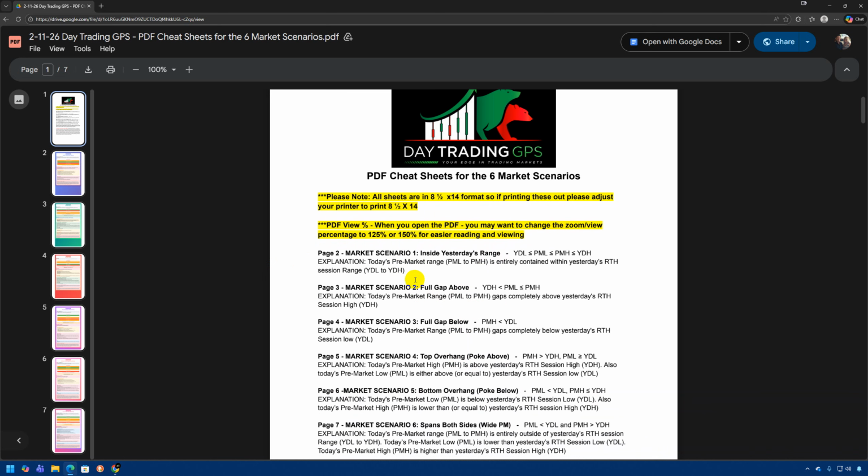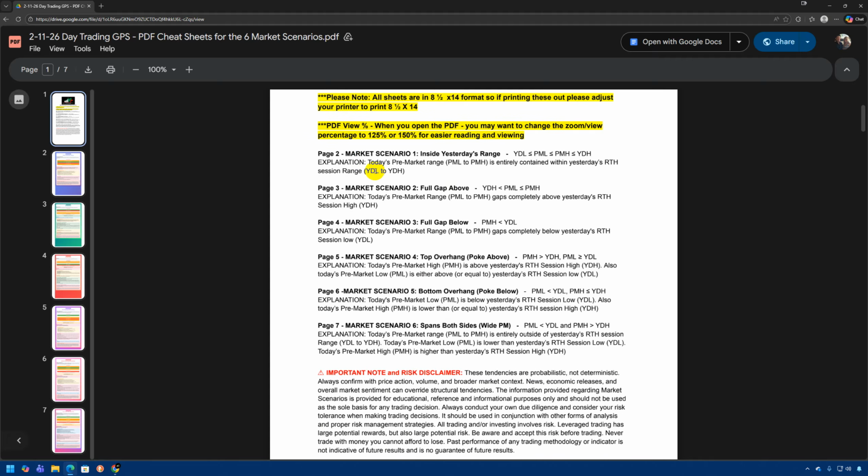Okay, so now we'll just run through these 6 market scenarios. Market scenario 1, inside yesterday's range. Explanation: today's pre-market range, PML to PMH, is entirely contained within yesterday's RTH session range. This is just giving you a brief description of each, and then we'll get into the cheat sheets, which give you all the full information.